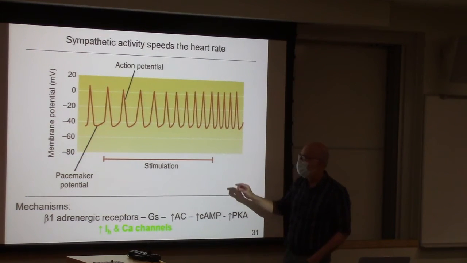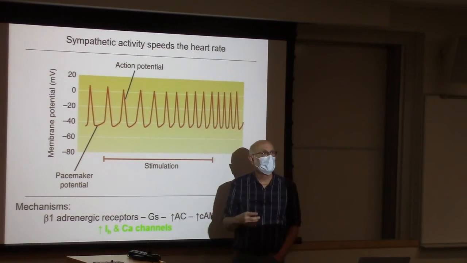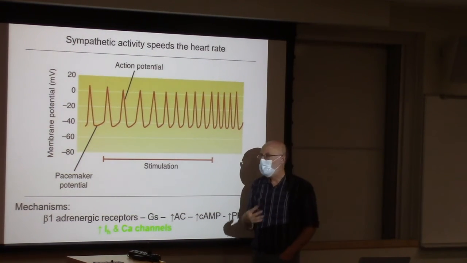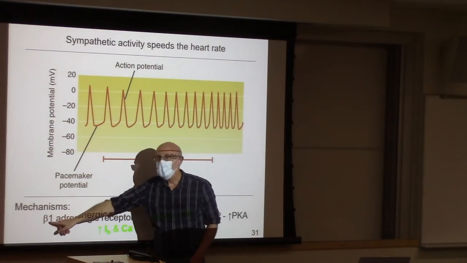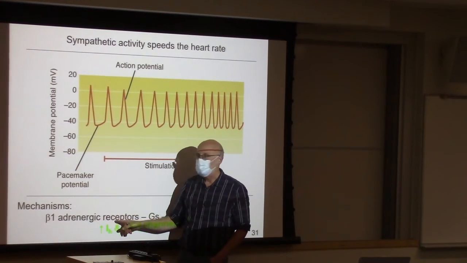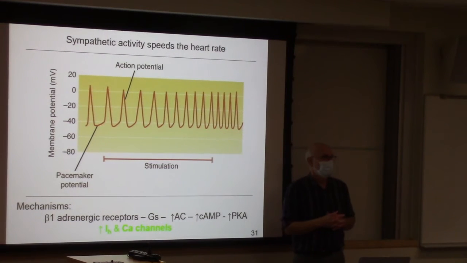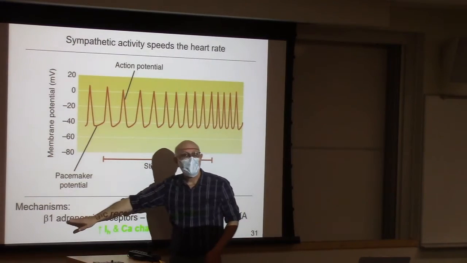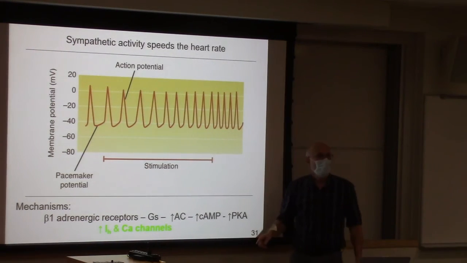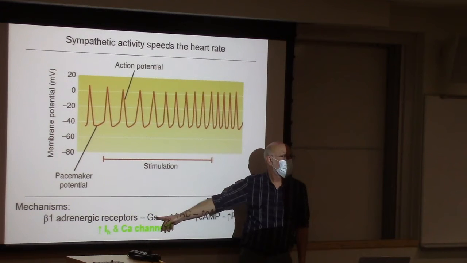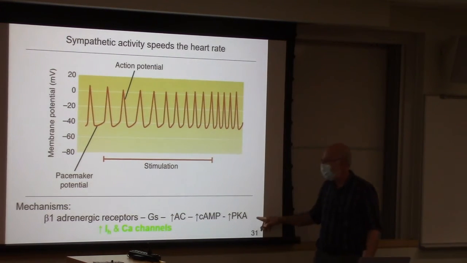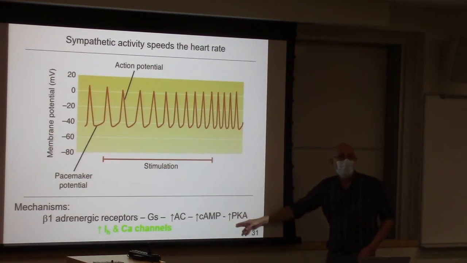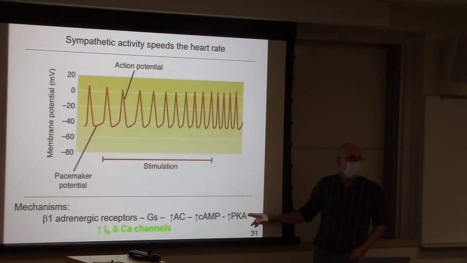What are the mechanisms? The sympathetic nervous system releases epinephrine and norepinephrine. Epinephrine and norepinephrine activate beta-1 adrenergic receptors throughout the heart. This is a detail I want you to know. The beta-1 receptors are coupled to GS. The GS story, PKA story, you know this, I'm not going to tell it again.